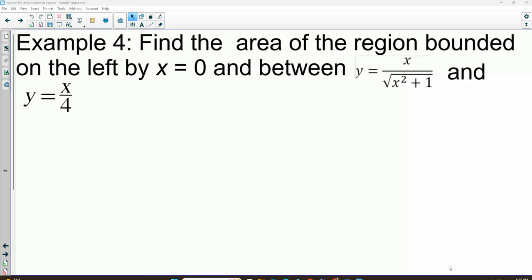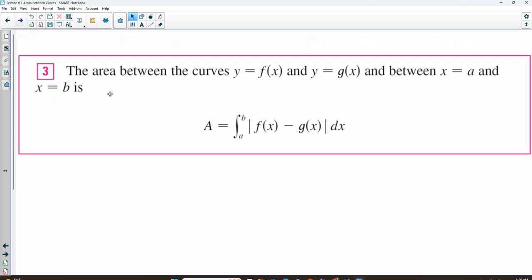I told you a picture is very helpful because you have to kind of know which one is on top. I think I may actually do these a little bit out of order. I'm going to come back to this one. It's a little bit ugly.